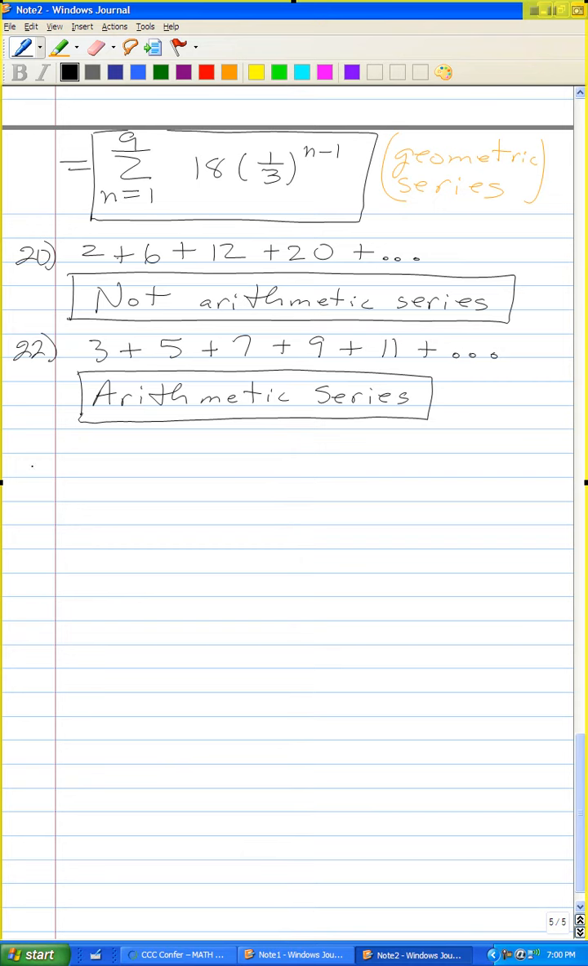24. 1 squared, 2 squared, 3 squared, etc. Well, to go from 1 to 4 to 9, let's see, 1 plus 3 is 4, plus 3 is 7, not 9. So no, this is not an arithmetic series.